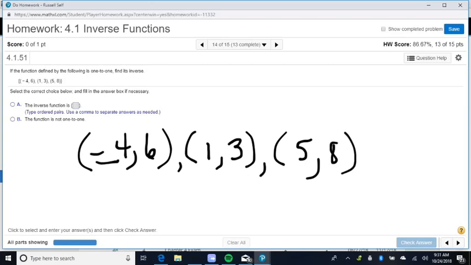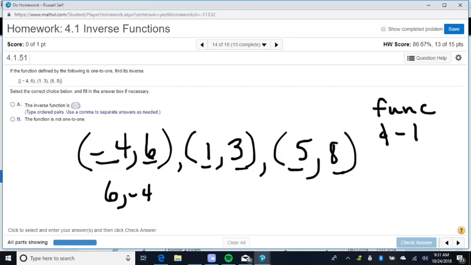So -4 leads to 6, 1 leads to 3, 5 leads to 8. So there's no repetition in our x's. There's no repetition in our y's. So yes, it is a function, and yes, it is 1 to 1. Okay? Right? Because all we did was look at them. Now what we need to do to find the inverse is simply reverse them. 6, -4, 3, 1, 8, 5.